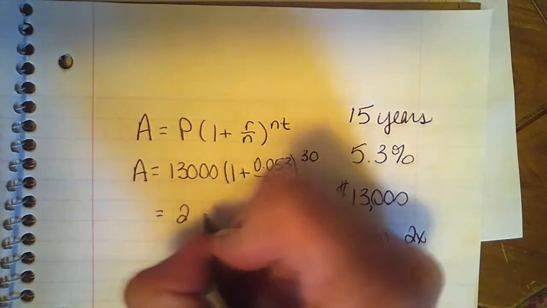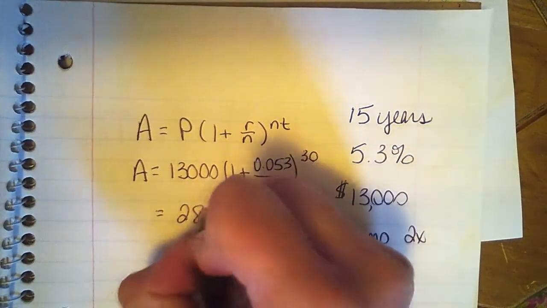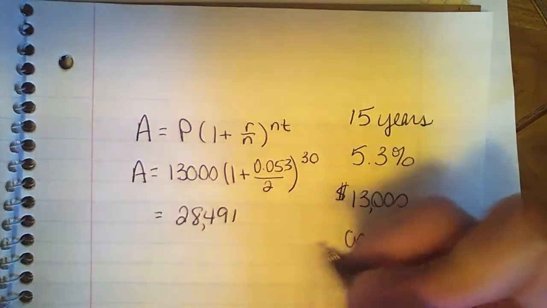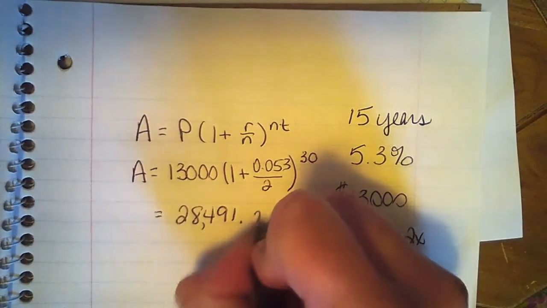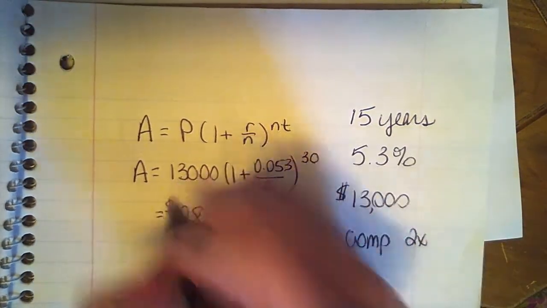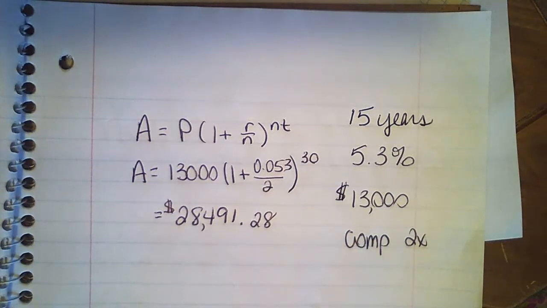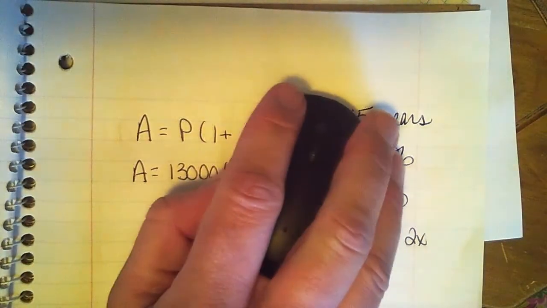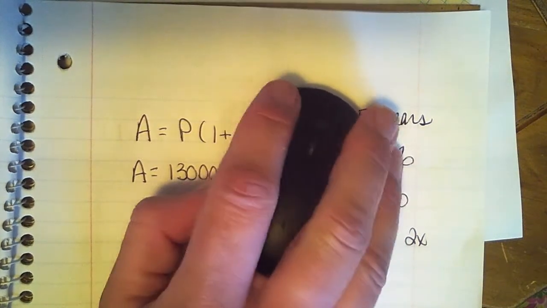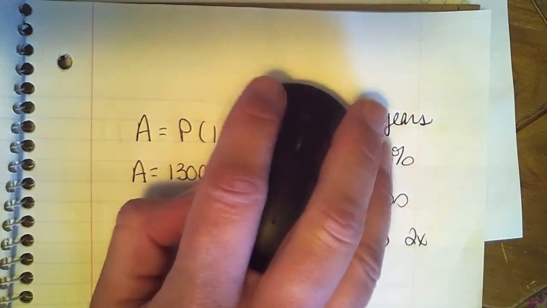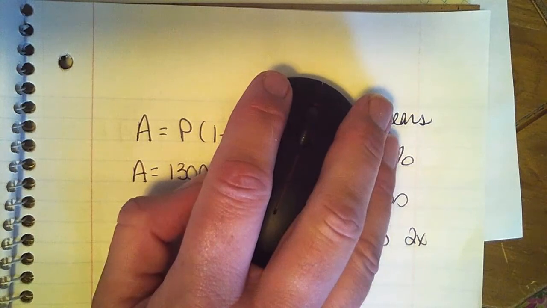So the face value will be 28,491 and 28 cents, depending on where they have you round. It is also extremely important, do not round until the very, very end. If you round in the midst of all of your work, you're going to have some serious rounding error at the end. Okay, so do not round until the very end.